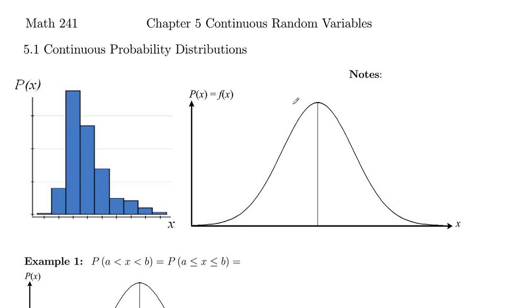In chapter 4, we talked about discrete probability distributions. Here in chapter 5, we are going to talk about continuous random variables and continuous probability distributions. So this is what we looked at in chapter 4.